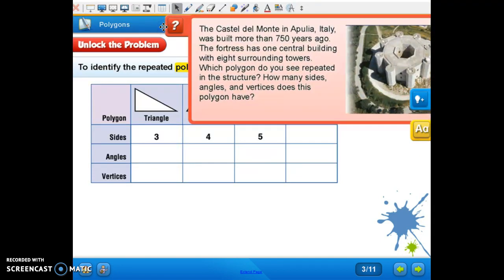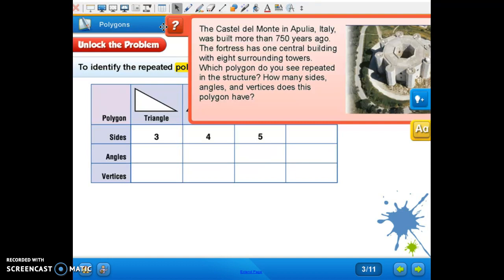The castle at Del Monte in Apulia, Italy, was built more than 750 years ago. The fortress has one central building with 8 surrounding towers. Which polygon do you see repeated in the structure? How many sides and angles and vertices does the polygon have? So what do we see?